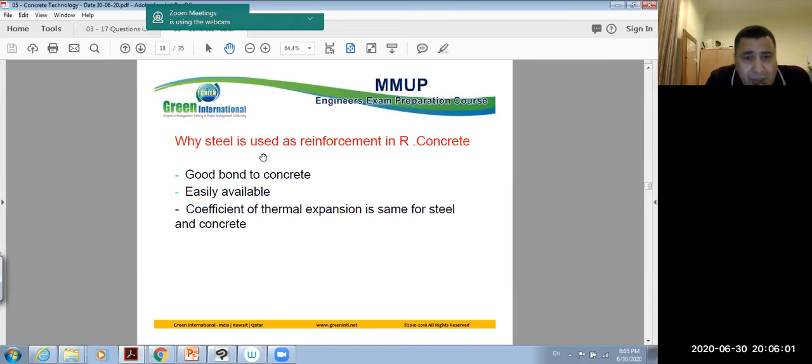Why is steel used as reinforcement in concrete parts? We have four or three options in your exam. Choose that the coefficient of thermal expansion is the same for steel and concrete. This is the major correct answer. Why is steel used as reinforcement in reinforced concrete sections or elements? Good bond to concrete, okay. Easily available, okay. Low cost, okay. I'm happy with all these answers, but the answer which is the coefficient of thermal expansion being the same for steel and concrete is the one you choose. If you have four options, take the coefficient option. Otherwise, if you have five options and there is 'all of the above', take all of the above.